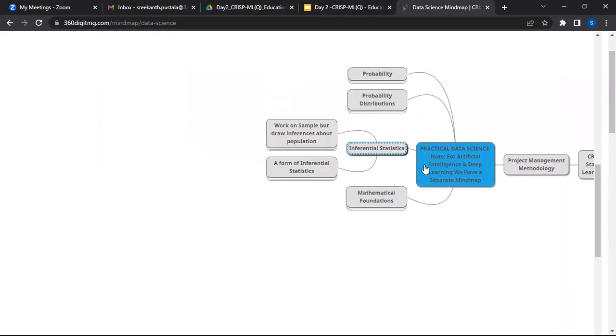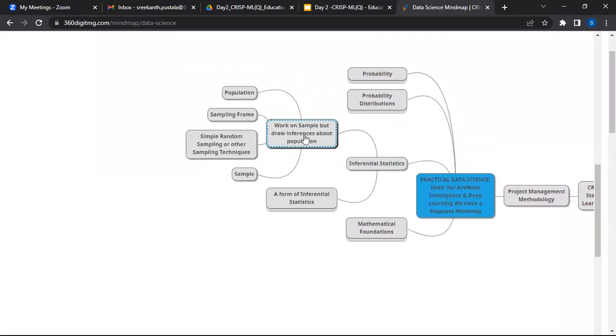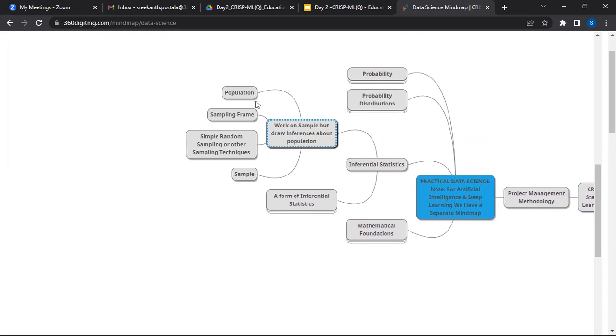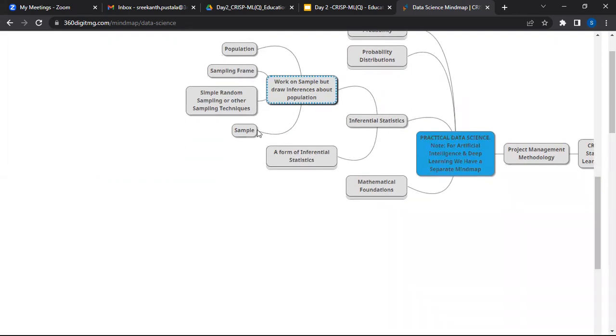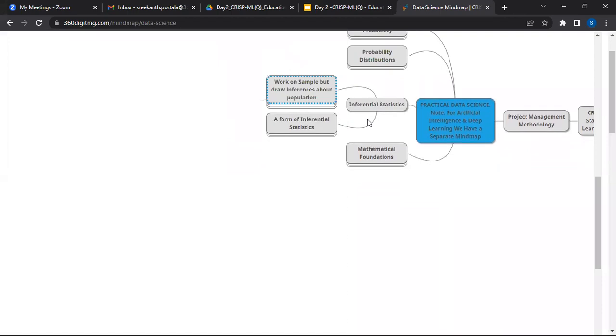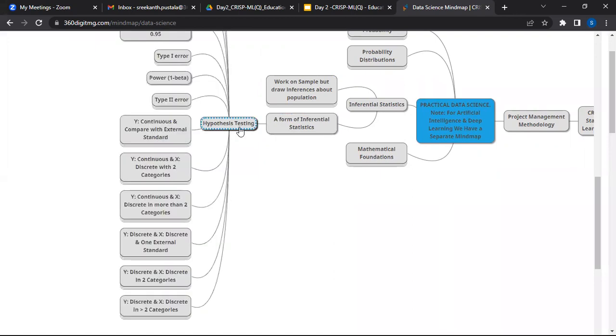When it comes to inferential statistics, we work on a sample but draw inferences about the population. So we have population data and a sample frame. We'll be looking into simple random sampling or other sampling techniques, and we'll get a sample. And a form of inferential statistics is hypothesis testing.